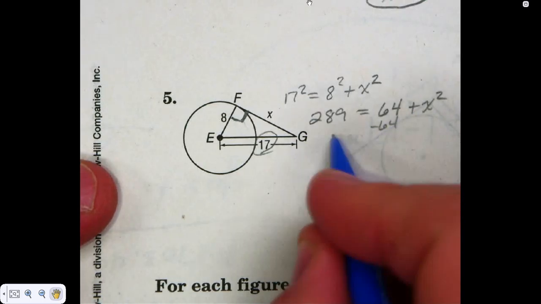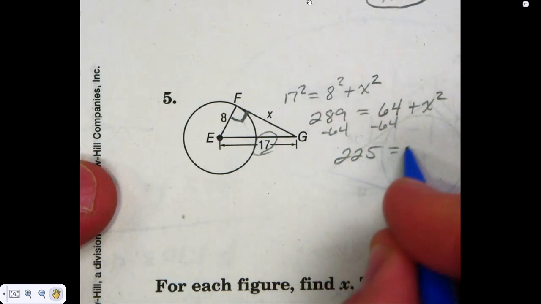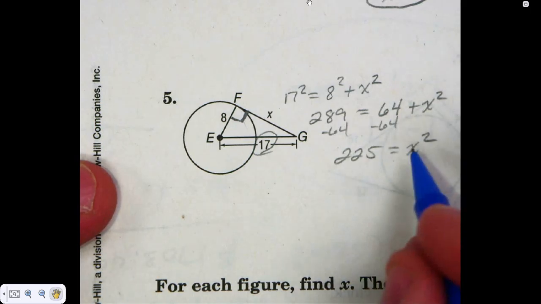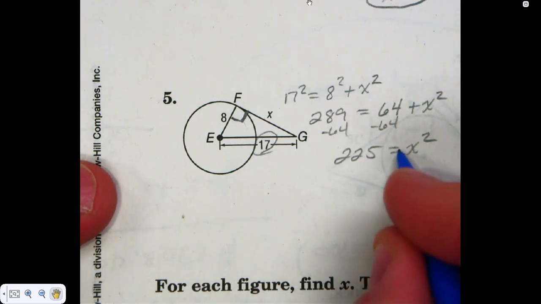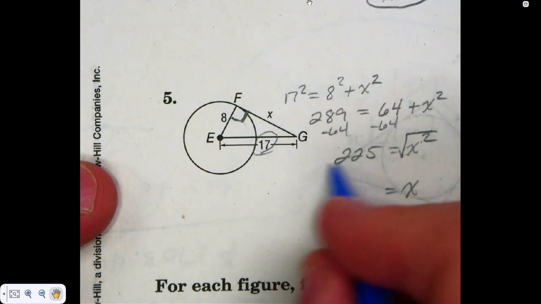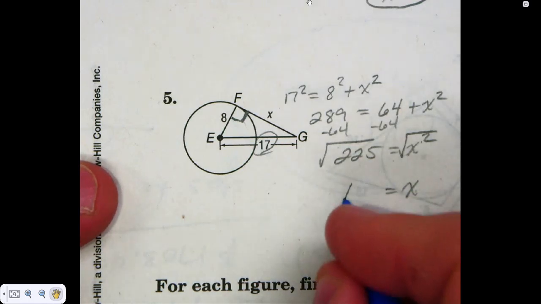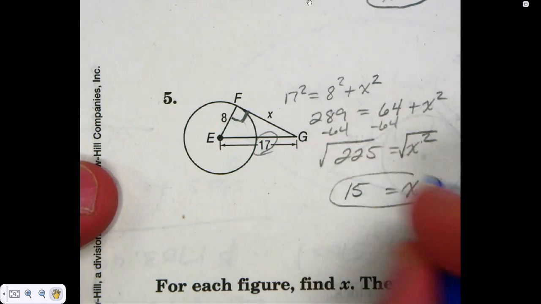Subtract 64 from both sides. I'm left with 225 is equal to x squared. Now I don't want to know what x squared is equal to. I want to know what x is equal to. So how do I make an x squared into an x? I take the square root of it. But I have to always keep an equation balanced, so I take the square root of the right and I have to take the square root of the left. What's the square root of 225? 15. That one comes out nice and even.